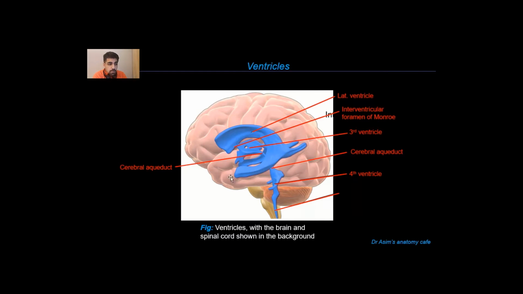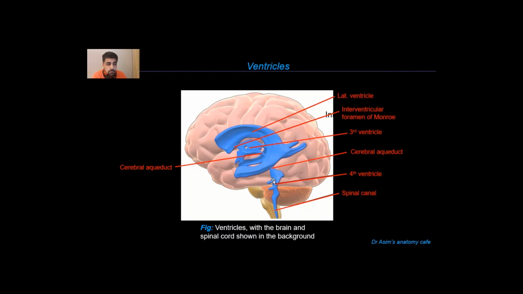Then we've got another part of the ventricular system here, which is called the cerebral aqueduct. You can see part of the cerebral aqueduct hiding behind the C-shaped lateral ventricle, but the cerebral aqueduct is a continuous structure or a channel which connects the third ventricle with the fourth ventricle, allowing the CSF to pour down from the third ventricle into the fourth ventricle. The cerebral aqueduct is that part of the ventricular system which is present inside the midbrain.